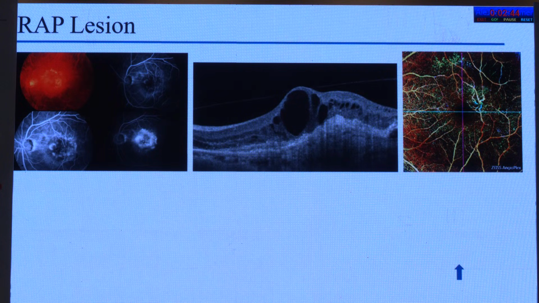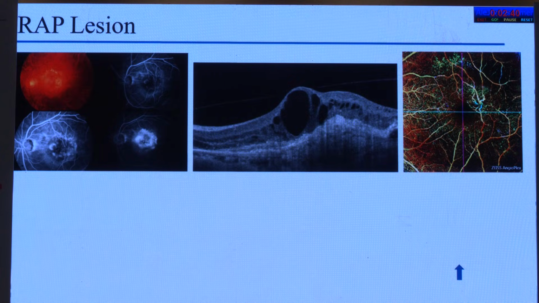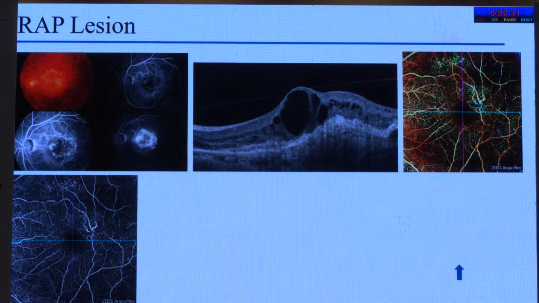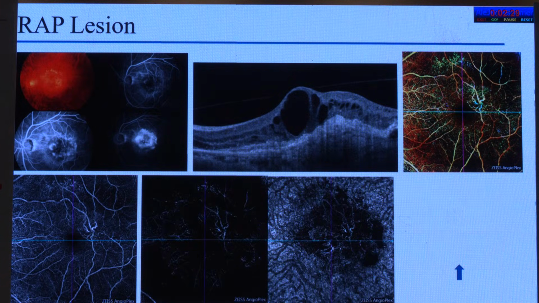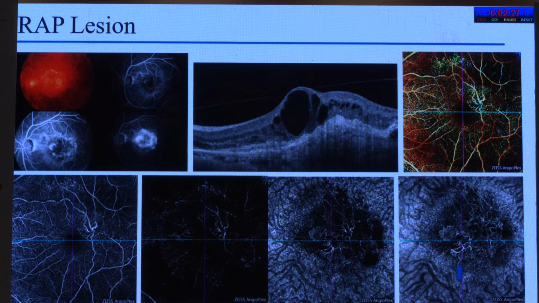RAP is one disease which was extremely difficult to diagnose until OCTA came. You used to get these cystic lesions and diffuse leaks over there. And then finally, when OCTA came in, it was very clear how you could trace the vessel from the superficial to the avascular to the choriocapillaris, ultimately to the choroid.